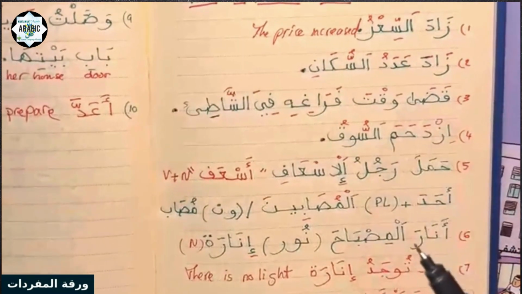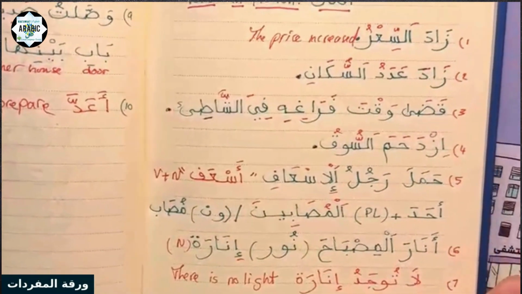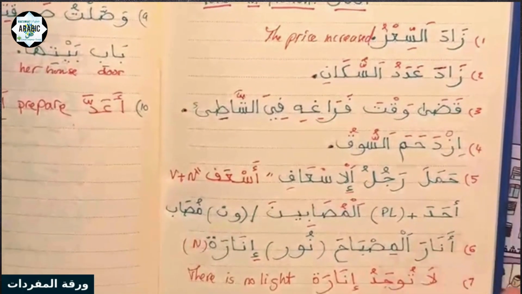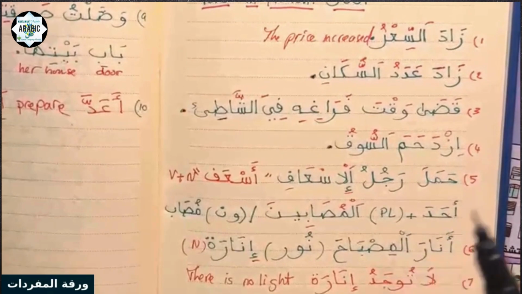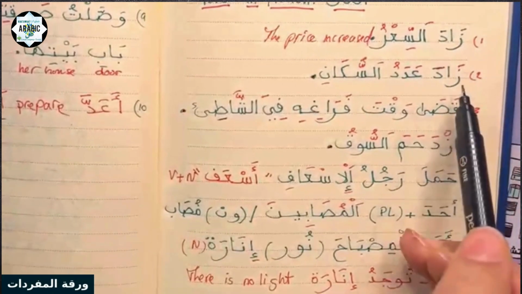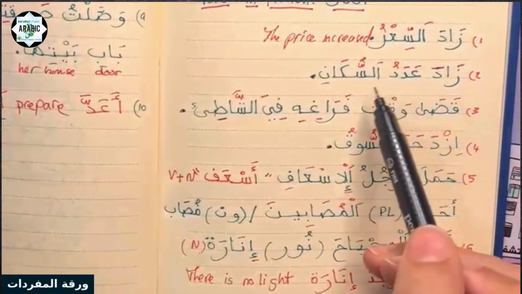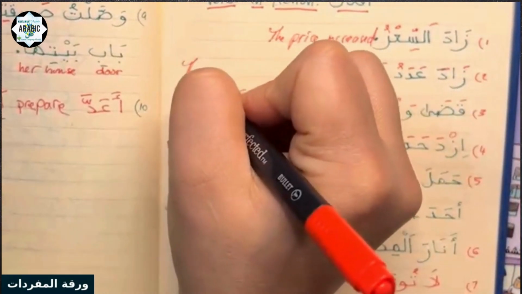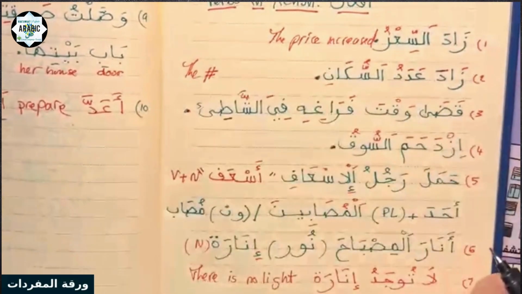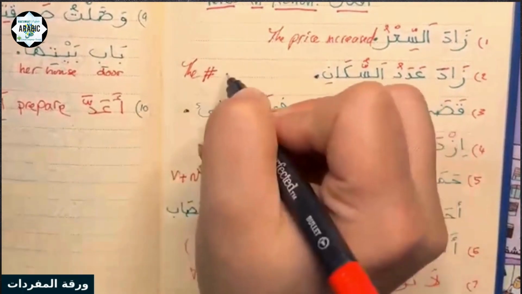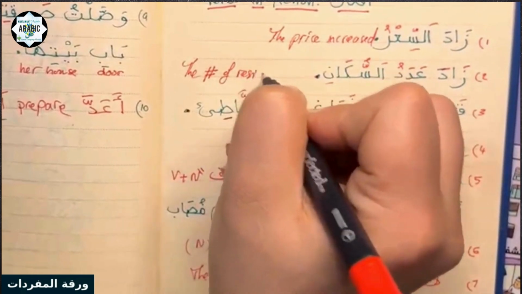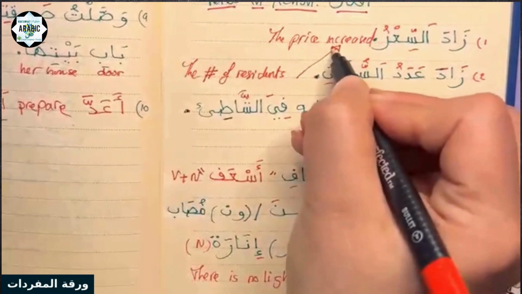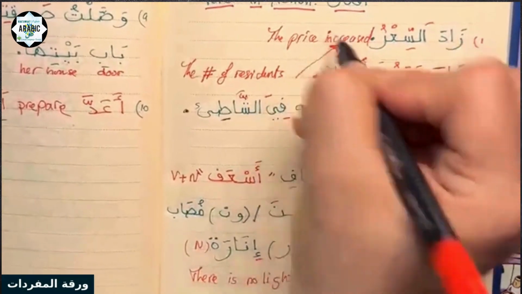Now, زاد عدد السكان. I recall the phrase and I try to think. I speak, I produce, I think. So زاد عدد السكان. The number of residents. I'll just put this mark here. The number of residents, because it's plural, increased, and I have the verb increased here since I don't have room.